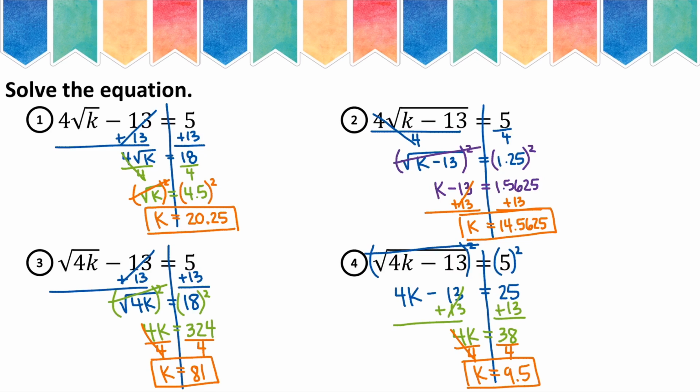So again, I want you to notice that all 4 of these problems, even though they started with the same numbers and symbols, had 4 different answers. What you need to think about is always cancel what is outside of the square root first.